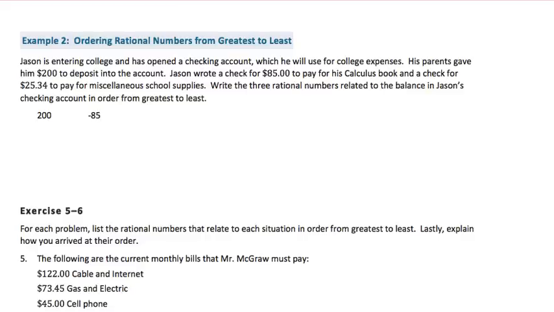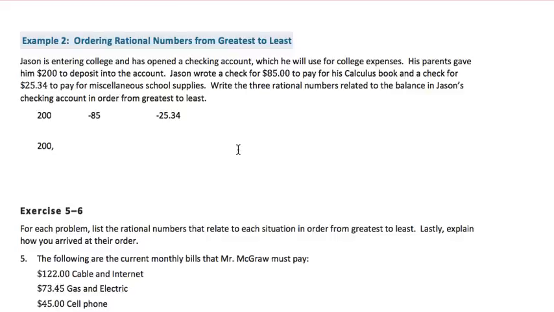And a check for $25.34, which is also negative because he's paying money. So there are our 3 rational numbers, and we want to order them from greatest to least. So now we are starting to the right and working our way to the left. The number furthest to the right on our number line would be our positive number, the 200.